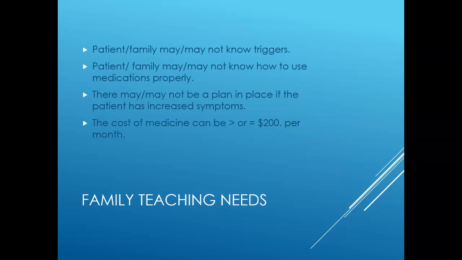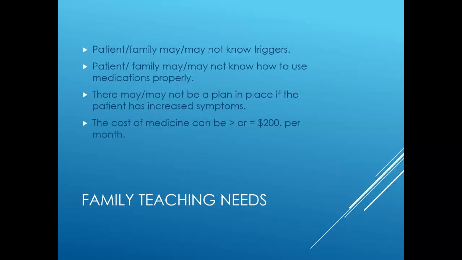So, what are the family teaching needs? We need to teach the family and the patients what the trigger is. What is a known trigger for this particular person that would cause an attack? The patients also should know how to use the medications properly. There also may or may not be a plan in place for the patient who has increased symptoms. And we need to let them know that the cost of the medicine can be quite expensive, and whether there are alternatives to help them pay for some of the medications.